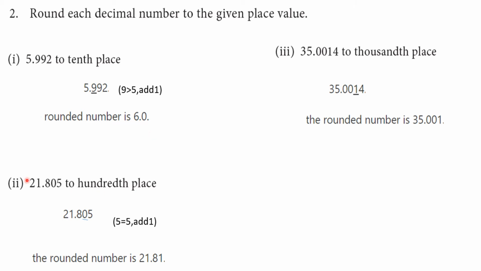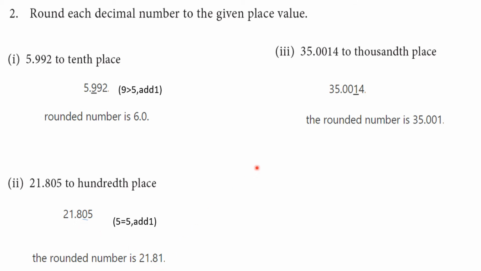Next one, 21.805 to 100th place. Here the 10th place is 8, 0 is the 100th place and 5 is the 1000th place. So 0 is the underlined digit. The digit next to the underlined digit on the right side is 5. 5 is equal to 5, so you add 1 to the underlined digit. So 0 plus 1, 1. So 21.81 is the rounded number.